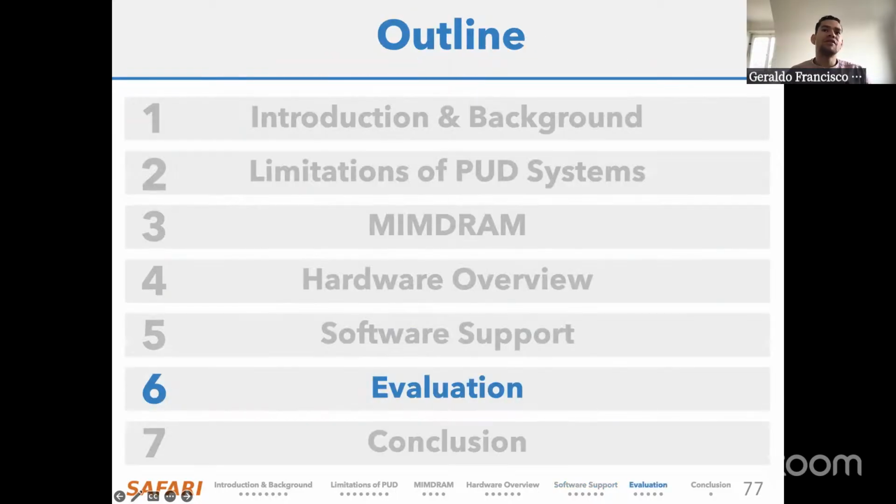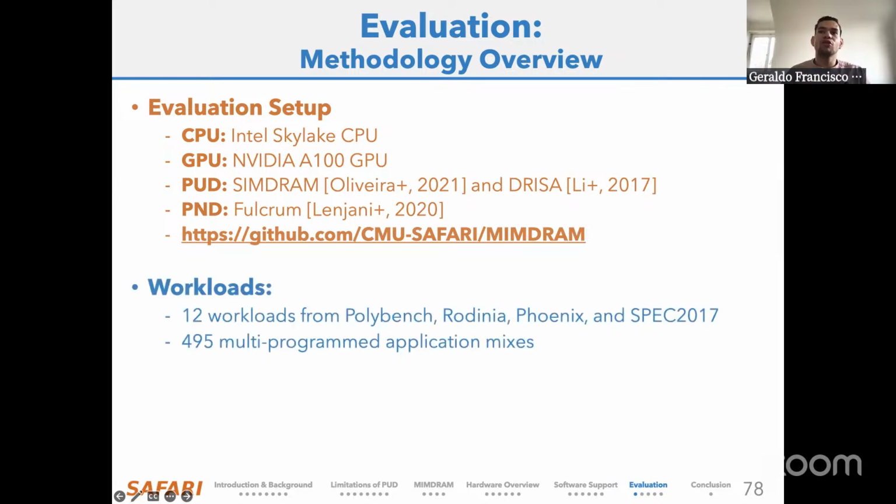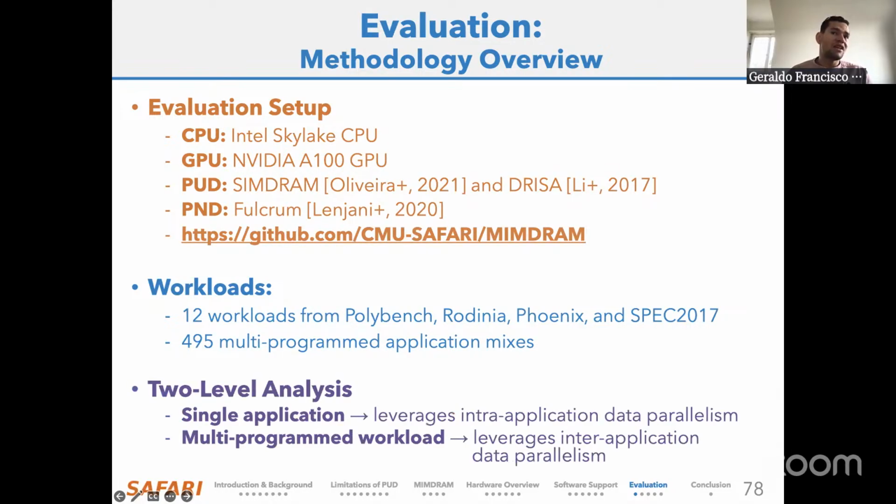Next, I'm going to give a brief overview of our evaluation results. We compare MIMDRAM to a high-end CPU and GPU, and two state-of-the-art architectures. In our analysis, we use 12 workloads from 4 benchmark suites and 495 application mixes from such workloads. We perform a two-level analysis. First, for single applications, MIMDRAM can leverage its intra-application data parallelism, and for multiple applications, MIMDRAM leverages inter-application data parallelism.